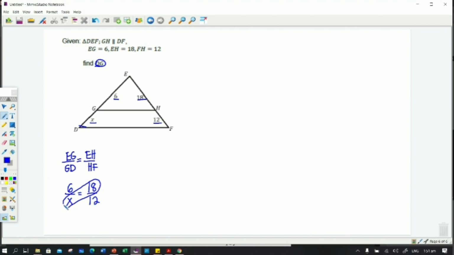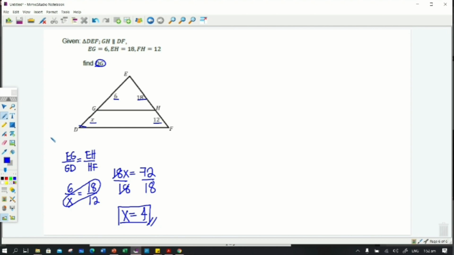So we multiply 18 times X, that is equal to 6 times 12, that is 72. Okay? After that, we will divide both sides of the equation by 18. So divide both sides of the equation by 18. So this is cancelled out. What is left here is X is equal to 72 divided by 18. The answer is 4. Okay? So this is one way of solving this problem.